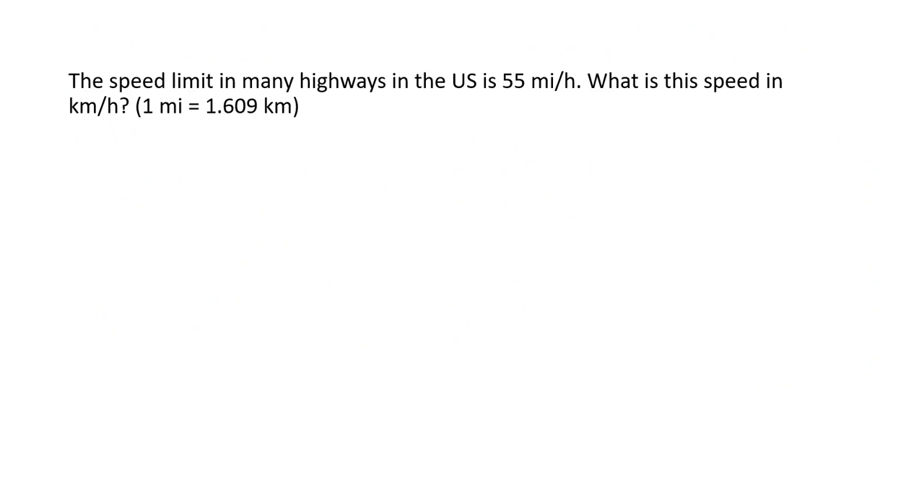The speed limit in many highways in the US is 55 miles per hour. What is this speed in kilometers per hour? So here we are already given a conversion factor. This one is a CF. This one is our starting quantity.